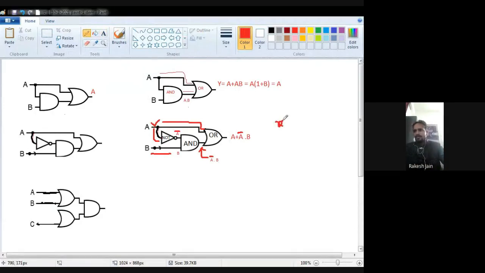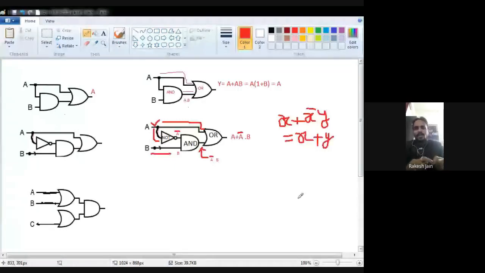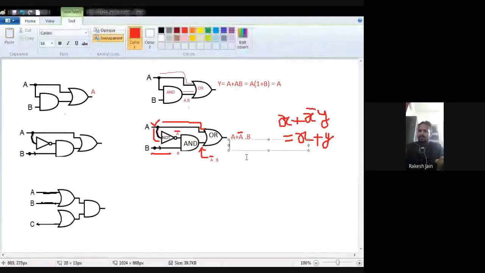Okay, now as per the rule, what is the rule? I just write down, if a term x is there, we see in Boolean postulates, x plus x bar y is equal to x plus y only. This is the rule: x plus x bar y is equal to x plus y only, or we can say A plus A bar B is equal to A plus B.